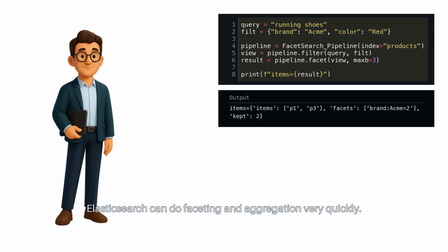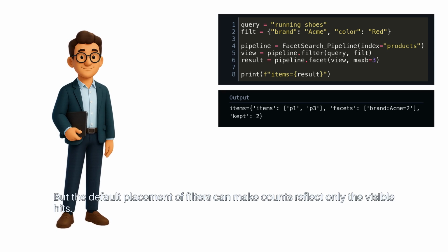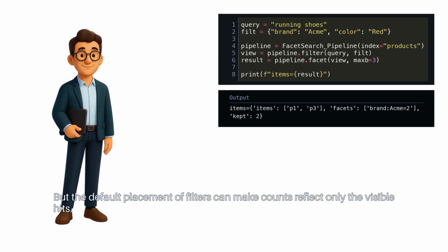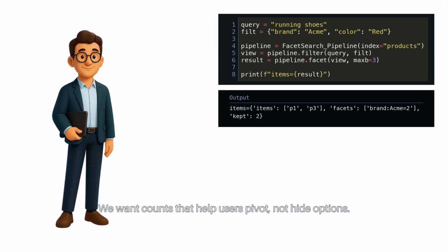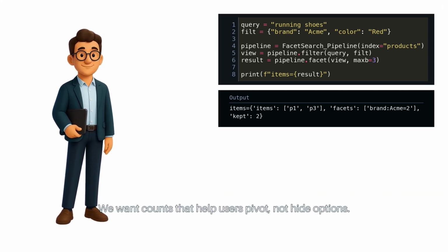Elasticsearch can do faceting and aggregation very quickly, but the default placement of filters can make counts reflect only the visible hits. We want counts that help users pivot, not hide options.